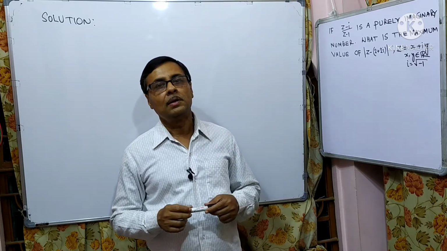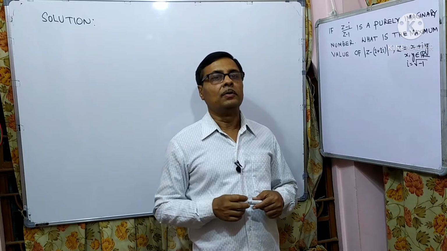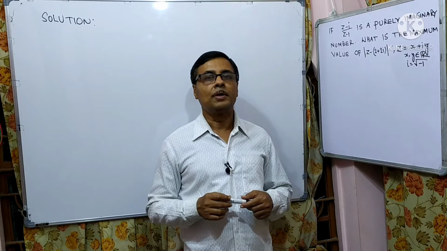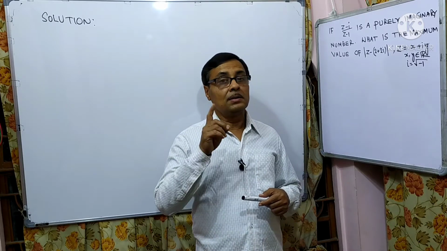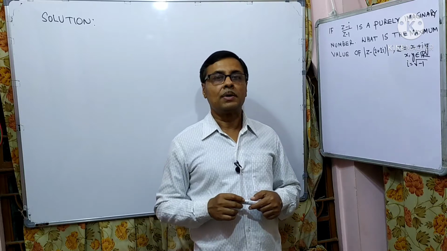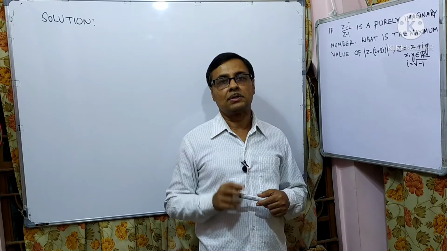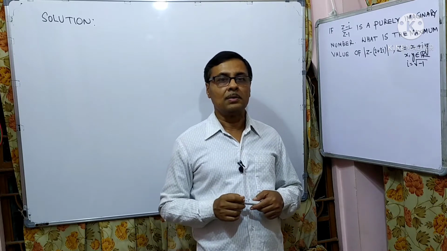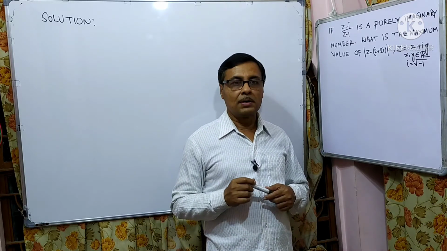We have to find the maximum value of the expression modulus of z minus 2 plus 2i, where z is a complex number equal to x plus iy, and x and y belong to the set of real numbers. i is an imaginary number whose value is root over minus 1. Now let us start.